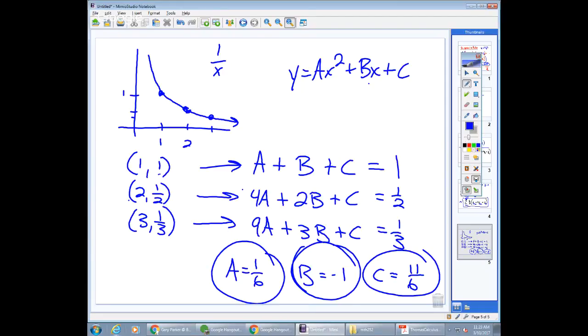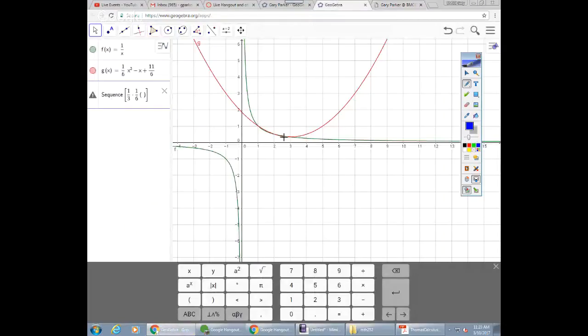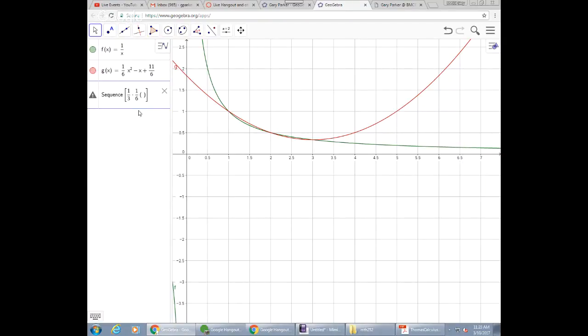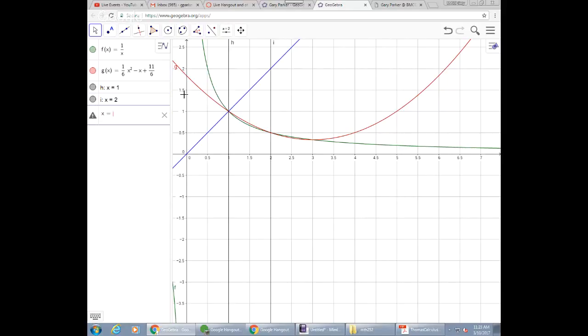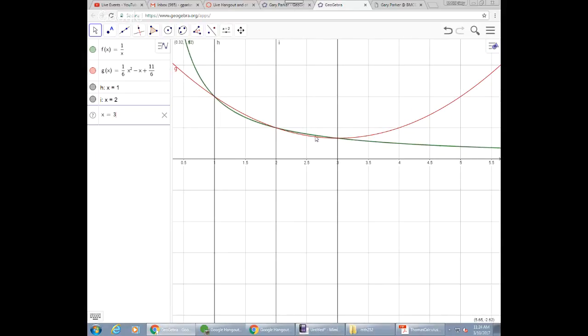And so I plugged those into GeoGebra just a few minutes ago when I was testing it to see what it looked like. If you zoom in here, you'll notice the red thing is the parabola, the green thing is the natural log, and notice it fits pretty tight in there. I'm looking in between x equals 1, x equals 2, and x equals 3. That's where I'm focusing there. And see how it fits pretty tight.